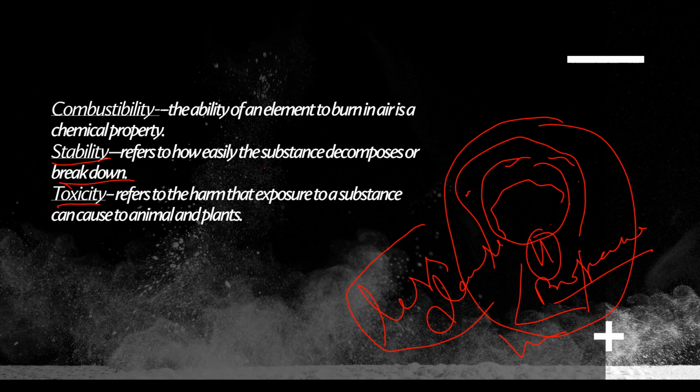Next is toxicity, the other chemical property. It refers to the harm that exposure to a substance can cause to animals and plants. Almost all chemicals are harmful, so it is very important to know how toxic a chemical is. For example, everyone knows that oxygen is necessary to breathe, but too much of it will kill you. So it is very important to know how much you need and in what proportion.